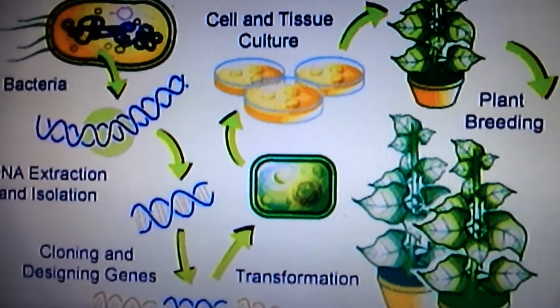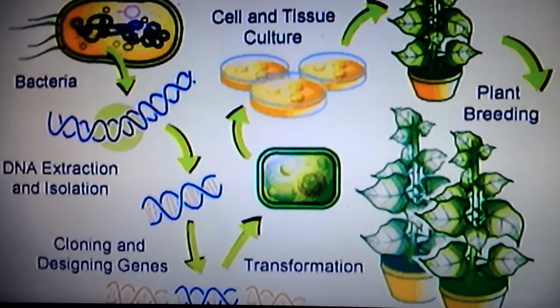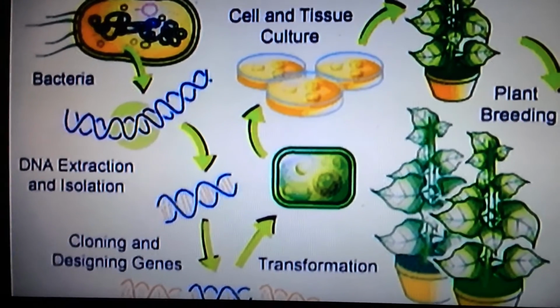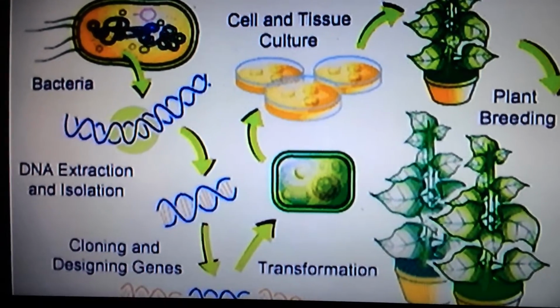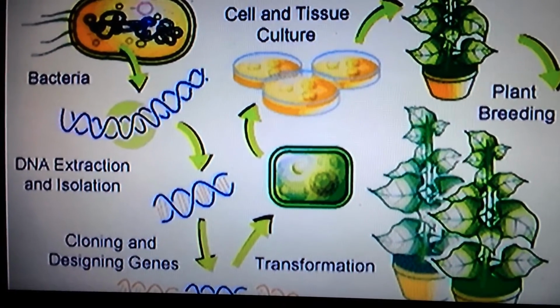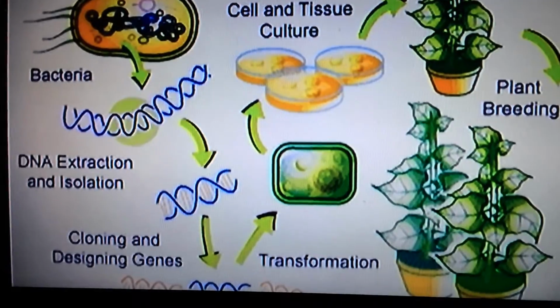Step 1. DNA extraction. Extract bacteria from soil, which is resistant to insects. Step 2. Gene cloning. Step 3. Gene design. Step 4. Transformation. And Step 5. Back cross breeding. It takes 6 to 15 years for a GMO to be fully developed.